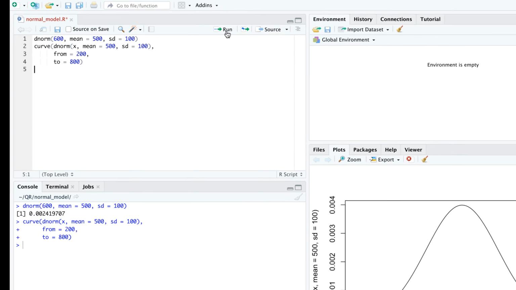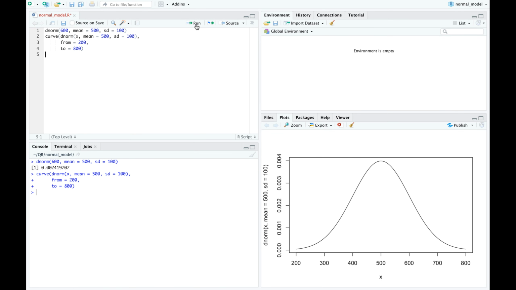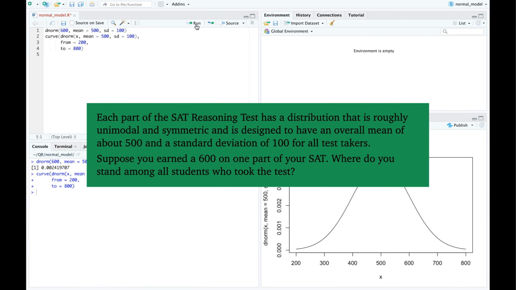For example, here's the bell curve for the normal model with mean 500 and standard deviation 100, plotted between the x-coordinates 200 and 800. If the normal model is appropriate for our data, we can use the function pnorm to find the fraction of data points that are smaller than a given value x. Let's look at the example on page 138 of our textbook. Each part of the SAT reasoning test has a distribution that is roughly unimodal and symmetric and is designed to have an overall mean of about 500 and a standard deviation of 100 for all test takers. Suppose you earned a 600 on one part of your SAT. Where do you stand among all students who took the test?